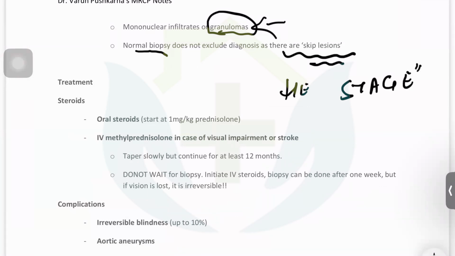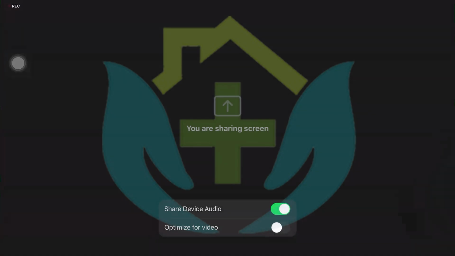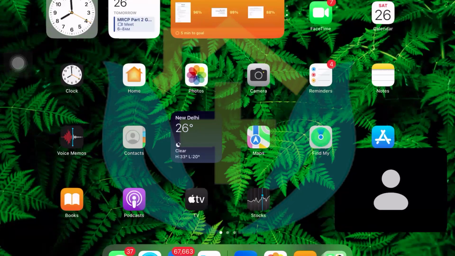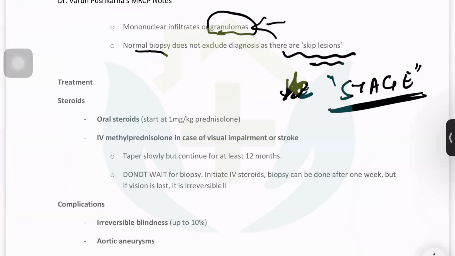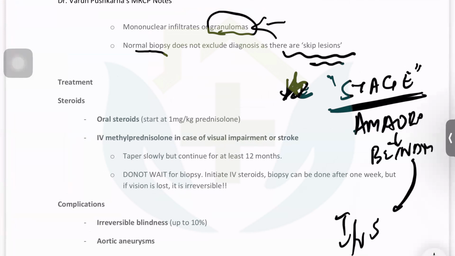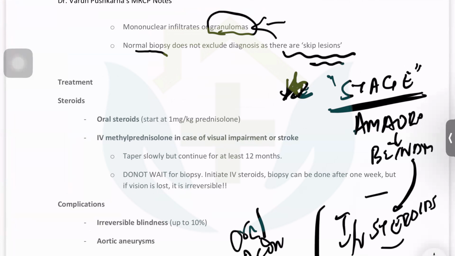So, you have to stage the disease. You have to stage the disease. In case the patient has amaurosis fugax, that means the patient is at high risk of blindness. Then the treatment is intravenous steroids. But if they just have temporal inflammation and ESR is elevated and you don't find anything, then you start them on oral prednisone. Okay? So please read the question very, very carefully.